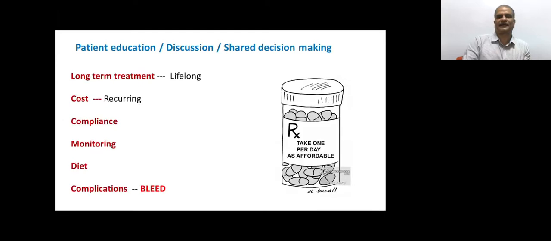Before you start whatever you're starting, you should be talking in depth to the patient and family. You should tell them, especially for atrial fibrillation, that it's a long-term treatment and the cost will be a recurring cost, and about compliance, monitoring, diet, complications. You can call Jayanti's sister, and Triveni is there. They will explain all that. This is very, very important, because some of them think that, oh, you take this for 2 months and then stop, and then they can have a recurrence. So practically very, very important.